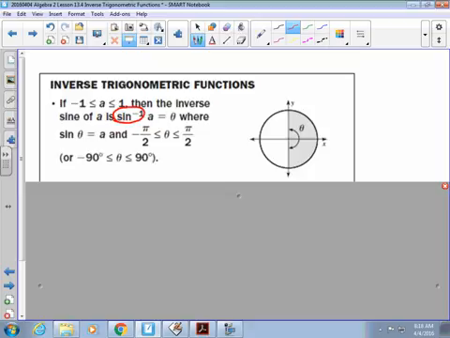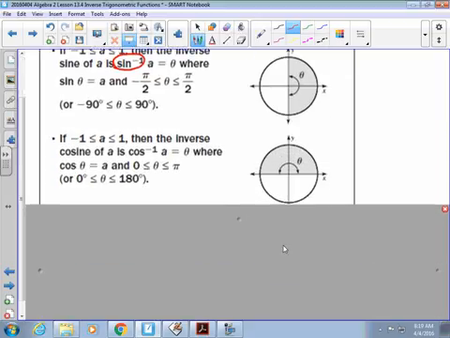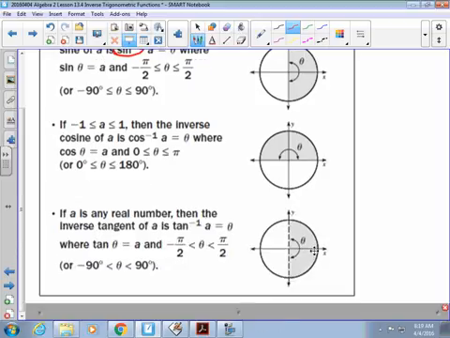All of that is very, very confusing. Okay, so let's look at it. Let's try to make it less confusing. It's just saying -90 degrees is less than theta, less than +90 degrees. So it's talking about this side right here. You can do the same thing with cosine, but it's talking about from 0 to 180. And with tangent, it's talking about from -90 to 90 again.